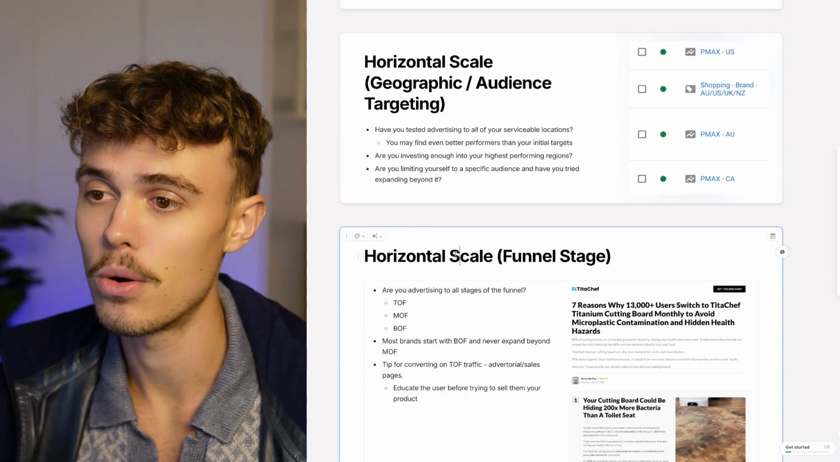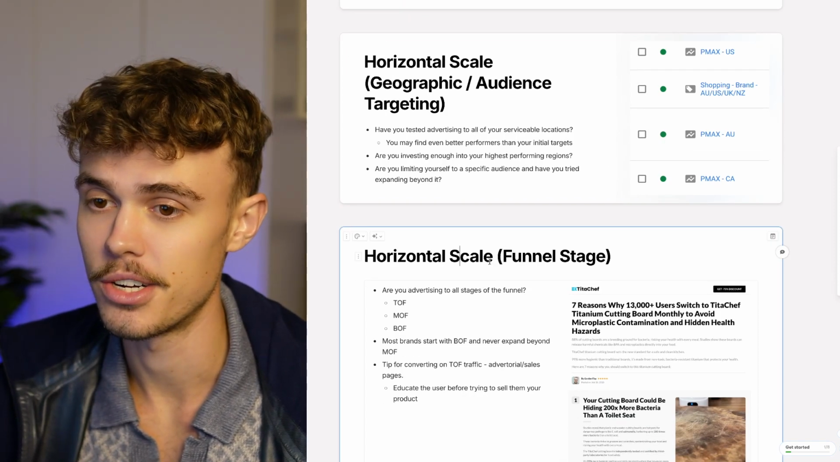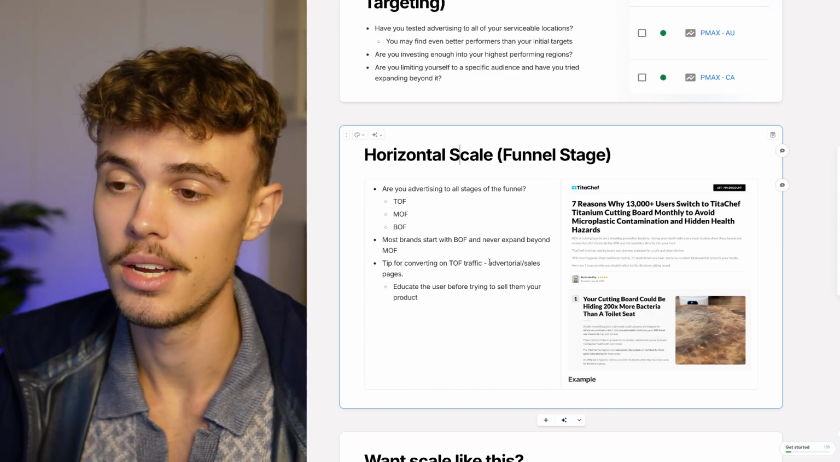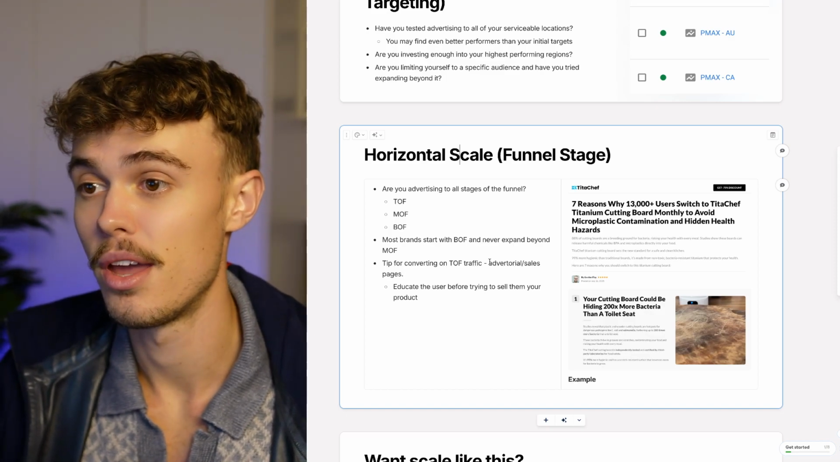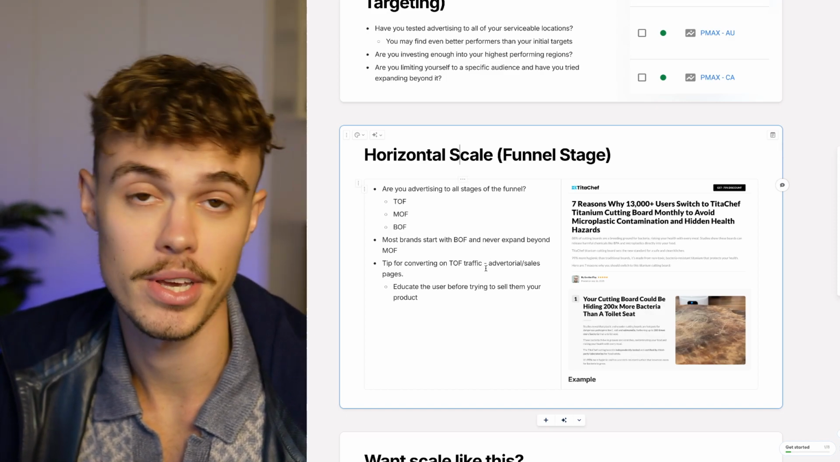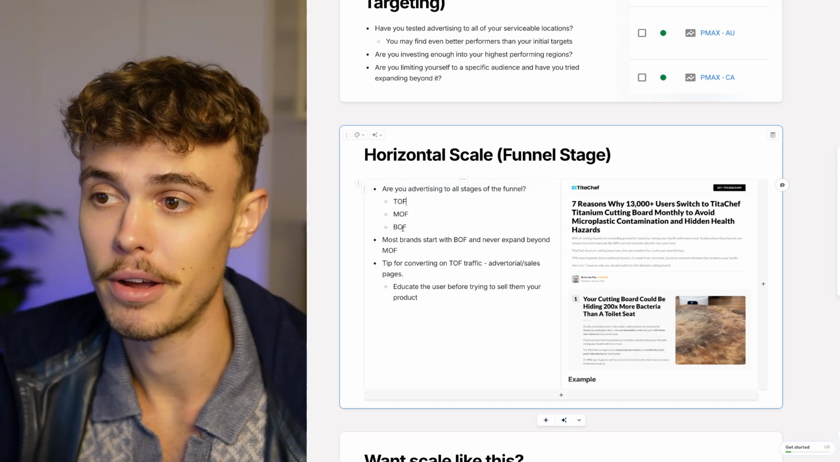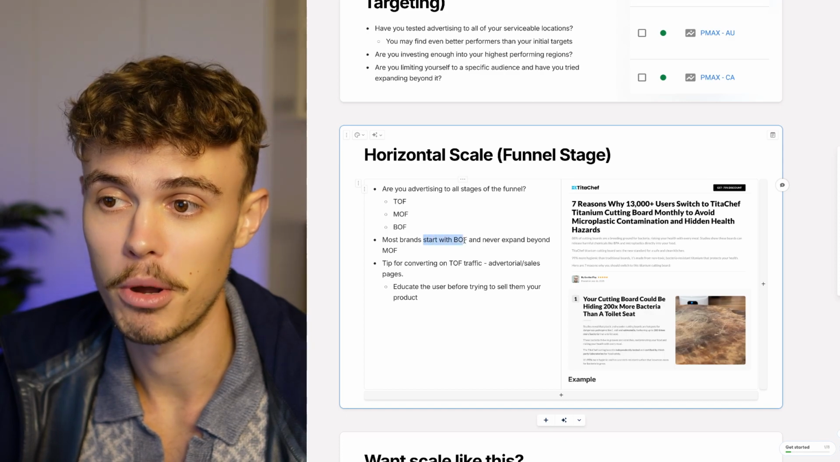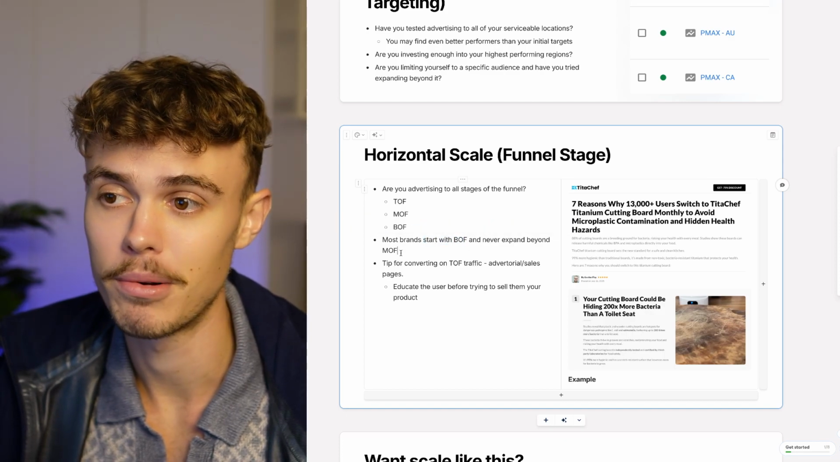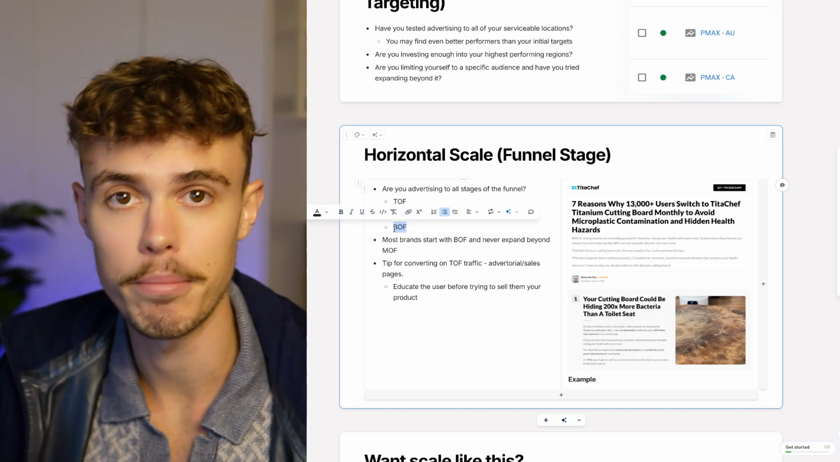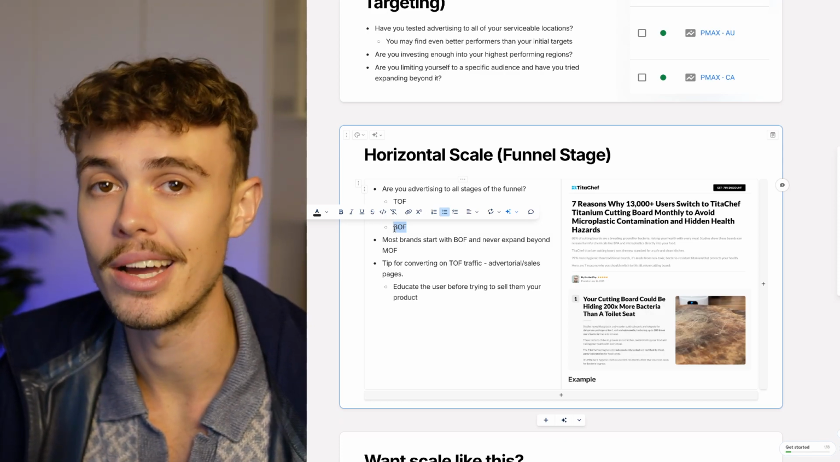All right, now we've got the horizontal scale with funnel stage. This is probably the biggest unlock for growth. It's the hardest, but it also has the most potential. So are you advertising to all stages of the funnel? Top of funnel, middle of funnel, bottom of funnel. Most brands start with bottom of funnel and never expand beyond middle of funnel, right? So they'll start by advertising on their branded terms, on people who have very high intent searches.